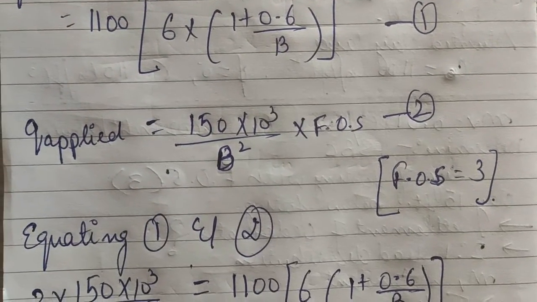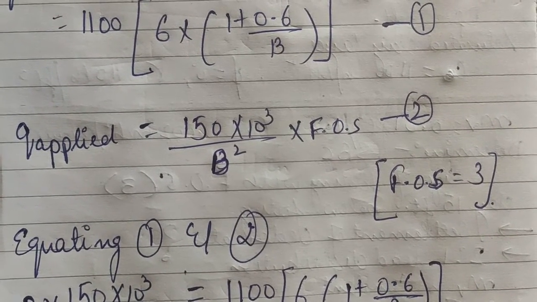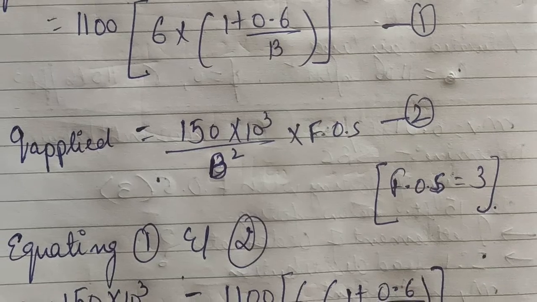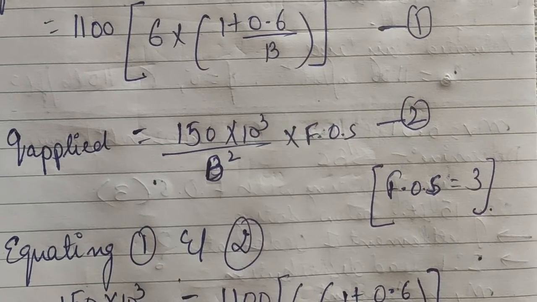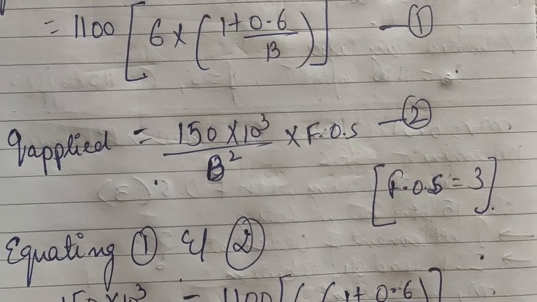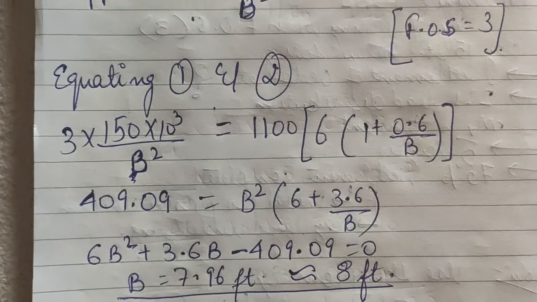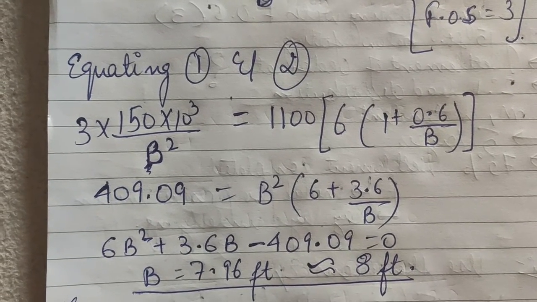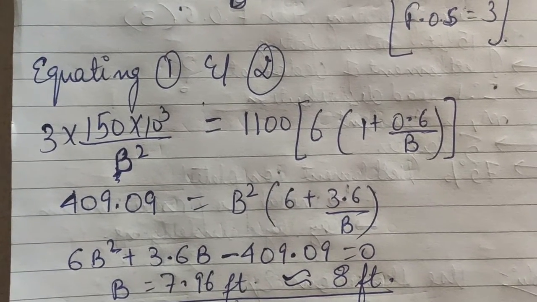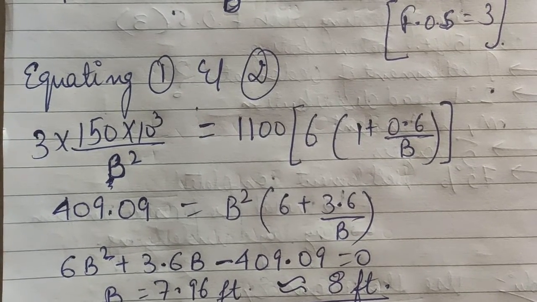We compare it with the value of applied load, that is 150 into 10 raised to power 3, since we have load in kilopounds, divided by area multiplied by factor of safety. So this gives us the safe value of the load. When we equate these two equations, we can get the value of B, that is the breadth of footing, approximately equivalent to 8 feet.